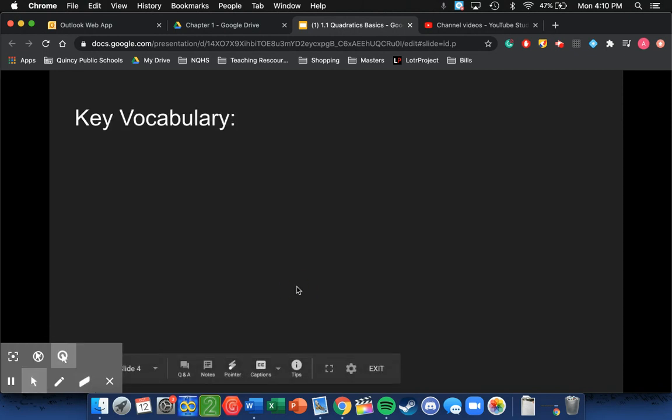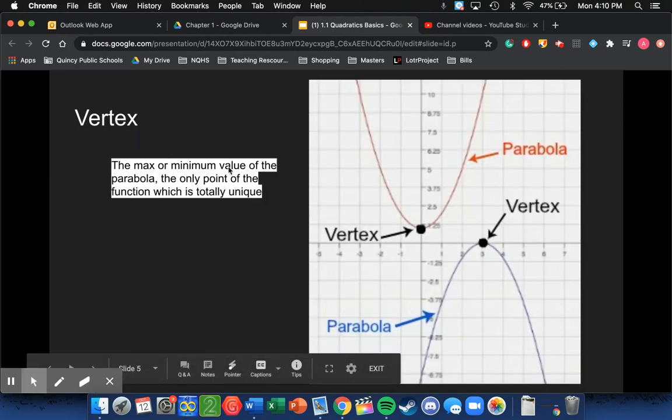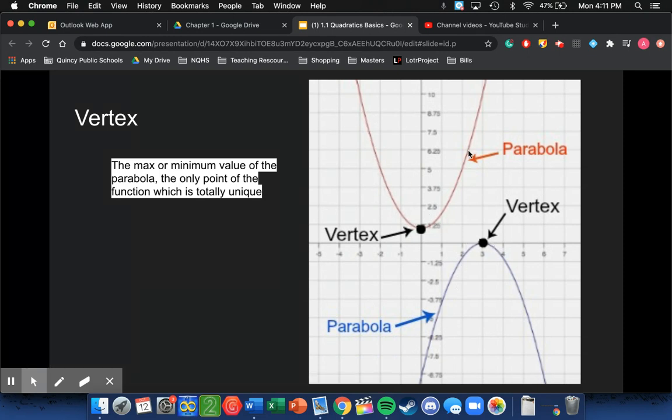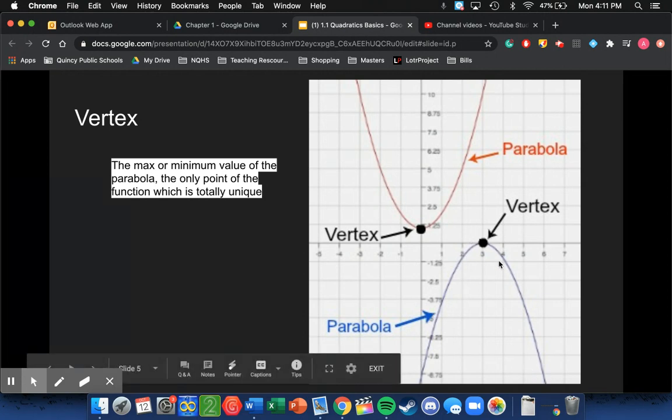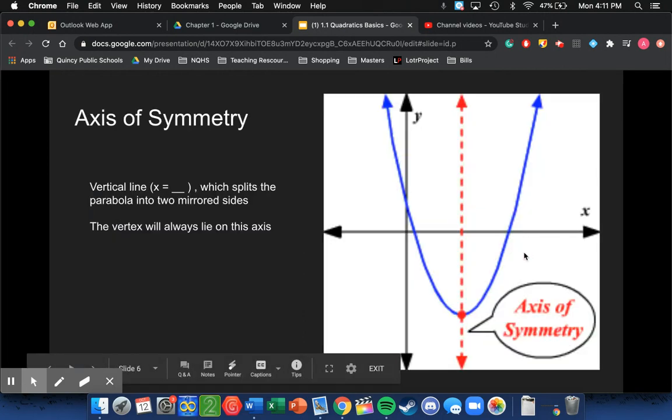I believe the next slide is a review of some of this. Like I said, the vertex is also called either the maximum or the minimum. I personally go with vertex because it applies to either situation. Minimum only occurs if it's concave up like this, and maximum only occurs if it's facing down like this.